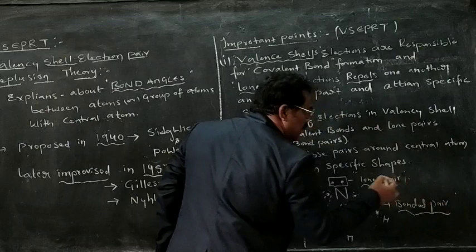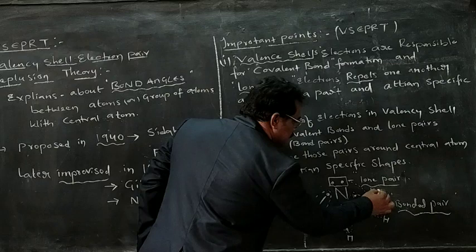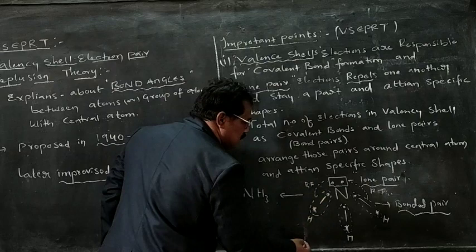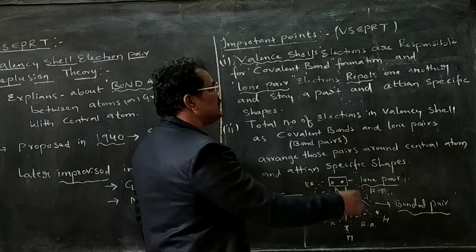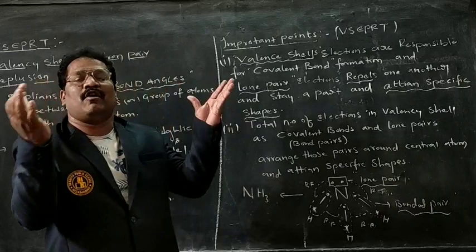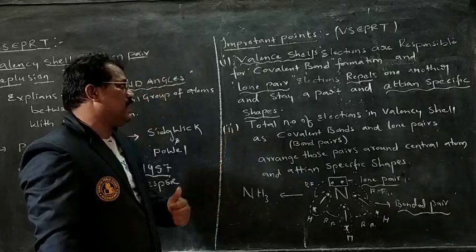So what happens between these two? A repulsive force exists between lone pair and bonded pair, and between bonded pair and bonded pair. Due to that repulsive force, the molecule attains a specific shape. The specific shape of a molecule is formed. That explains the first point.